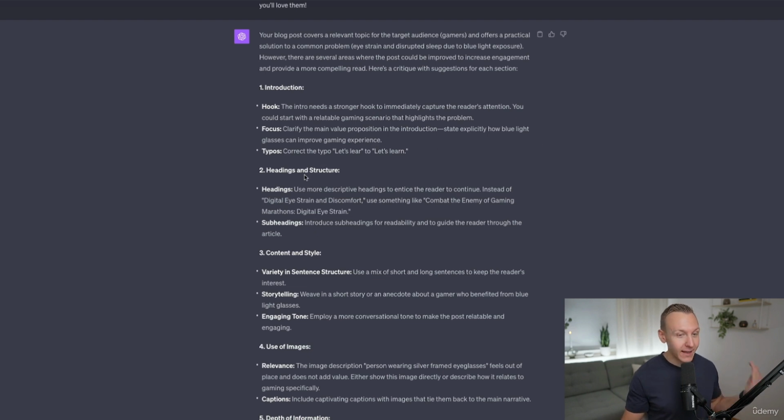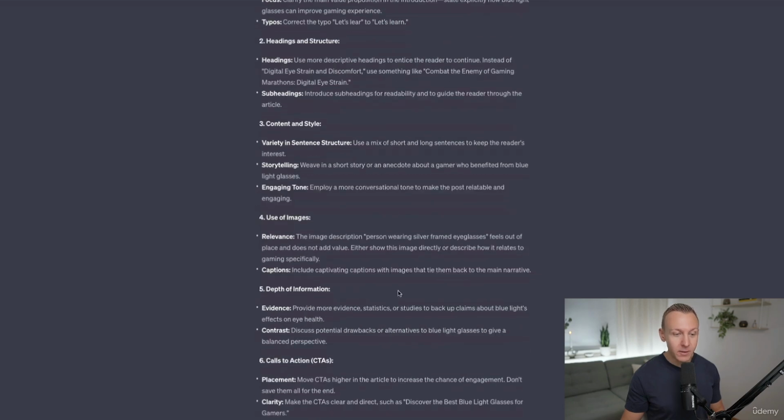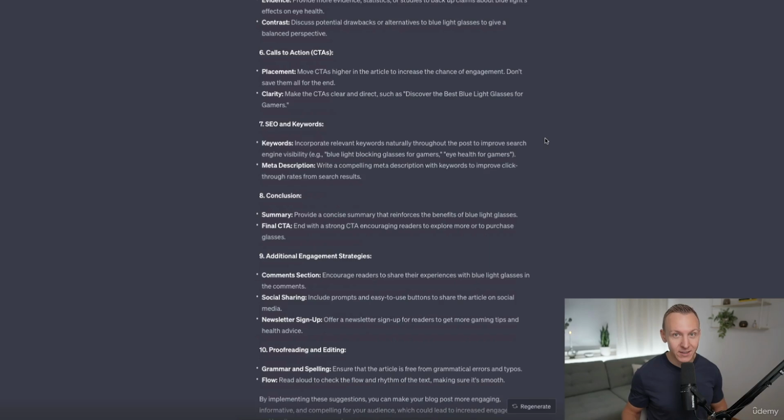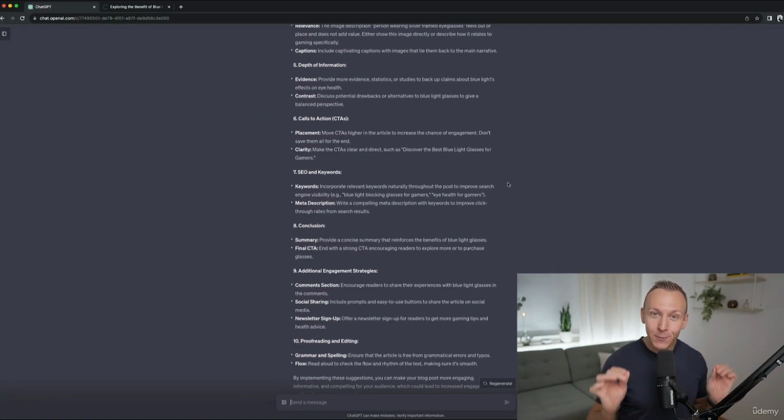And then there's so much more for the headings and structure, the content style, the use of images, depth of information, call to action, SEO and keywords, the conclusions, and then additional strategies. So this is no joke. We are getting direct feedback on our content from the most intelligent source of artificial intelligence in the world. Whenever you want to improve anything, make sure that you use ChatGPT and use this prompt technique. And once again, don't forget to set your custom instructions. We did it early on in this section in the course. With them, all of the feedback that you're getting is going to be so much more tailored towards you, and the content can get an even higher improvement from just getting the blank instructions themselves.